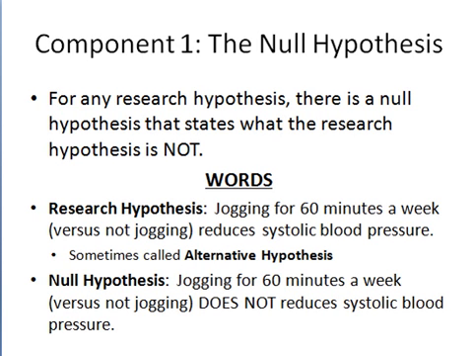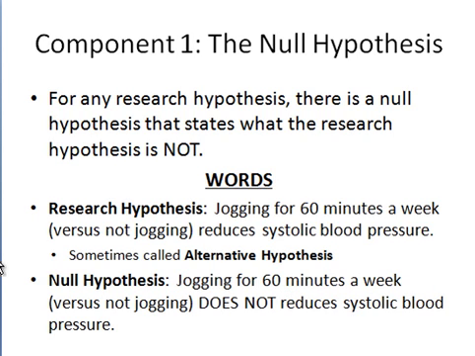Component 1, the null hypothesis. For any research hypothesis, there's a null hypothesis, which states what the research hypothesis is not. So here in words, the research hypothesis is jogging for 60 minutes a week versus not jogging reduces systolic blood pressure. The null hypothesis is jogging for 60 minutes a week versus not jogging does not reduce systolic blood pressure. And you don't typically include it in all caps here, but I have that for emphasis just to show that all you're doing is taking your research hypothesis and saying does not.